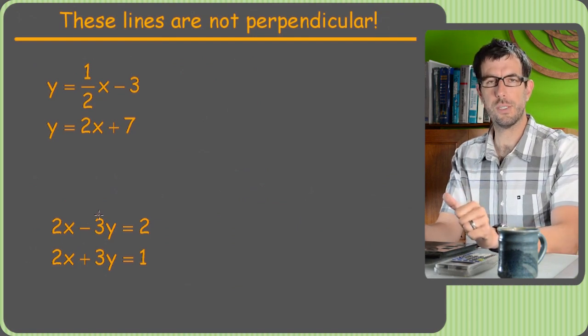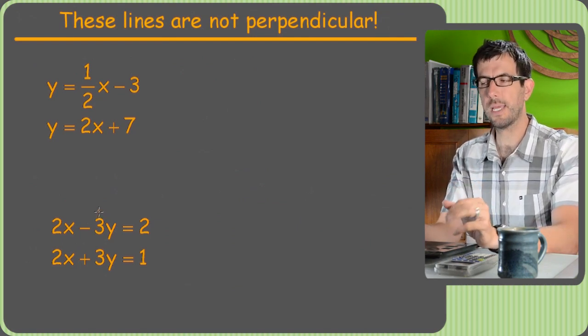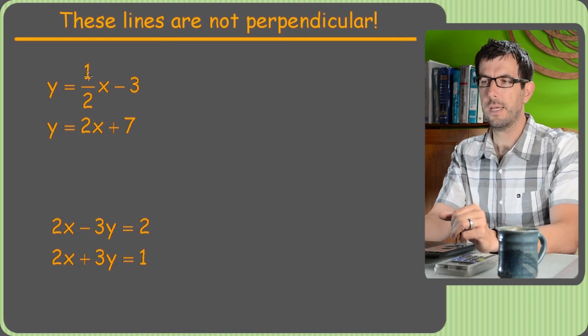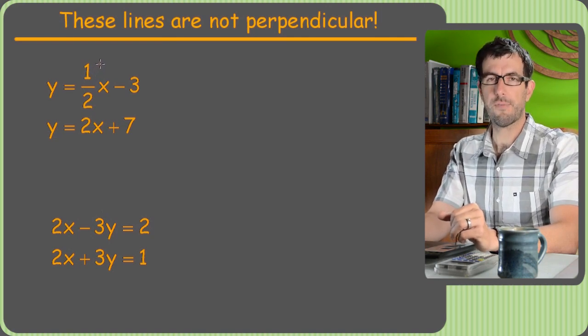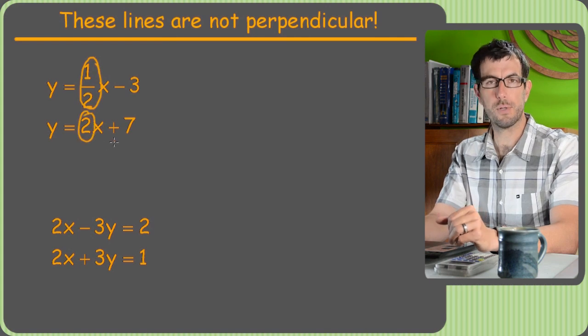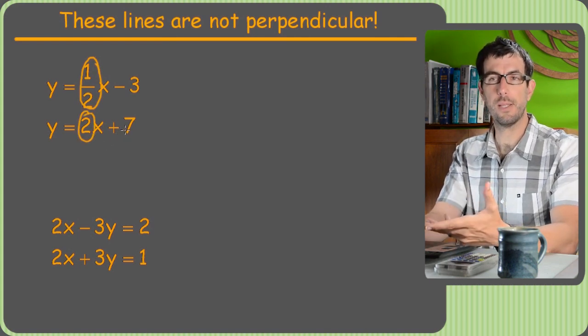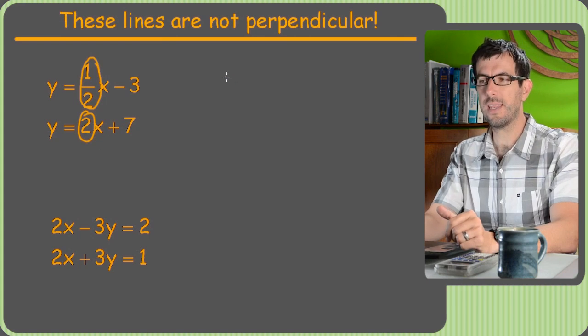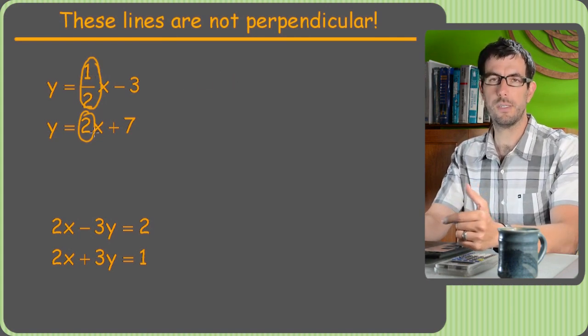These are a couple of trick questions I want to throw at you just to show you a common mistake that kids make. The first thing kids forget is the negative sign. So they'll think, hey, 1/2 and 2 are reciprocals, and therefore they're perpendicular lines. But they're not, because they're not negatives. It'd have to be -1/2 and 2.